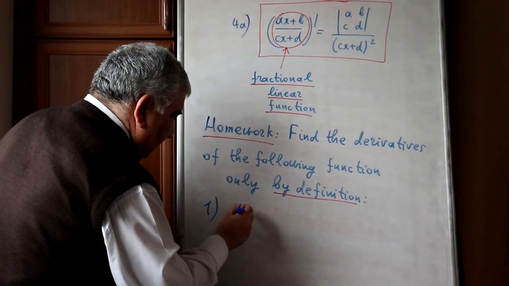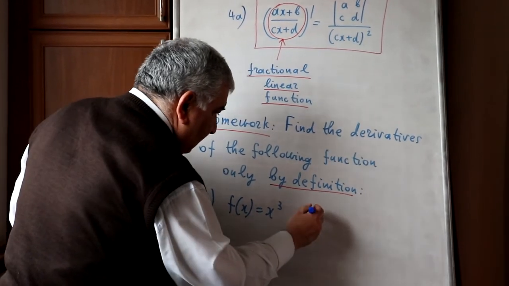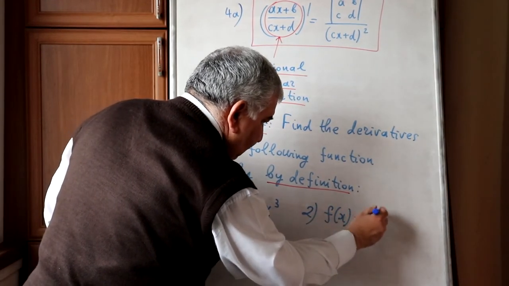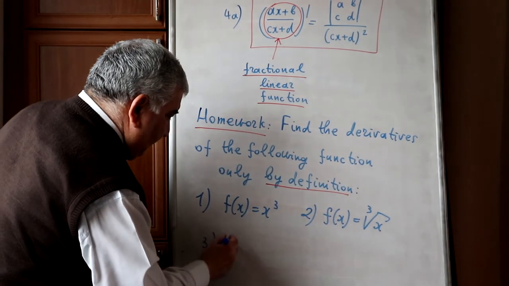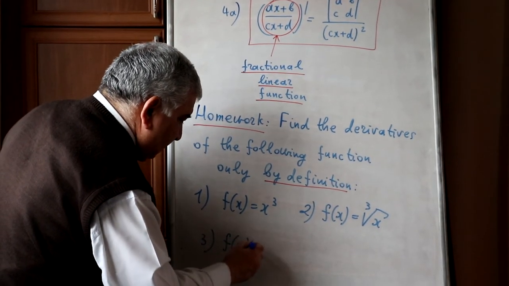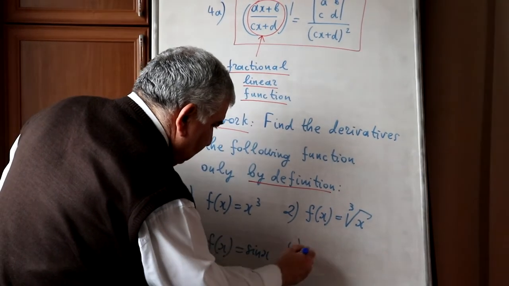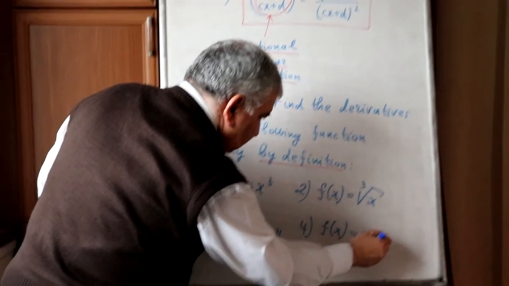f of x is x cubed. f of x is cube root of x. f of x is sine x, and fourth, f of x is cosine x, which is your homework.